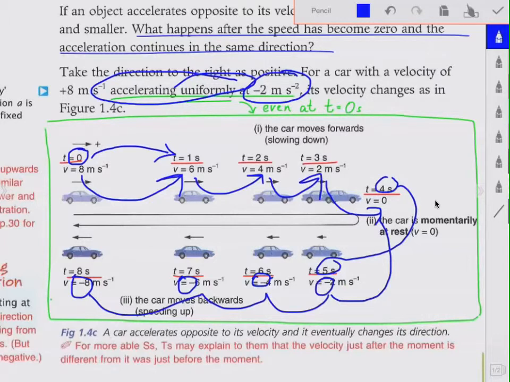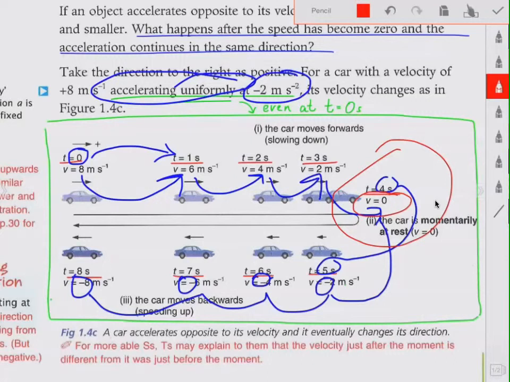Look at time equal to 4 seconds. This is very important because this happens all the time in questions: at this moment, does the car undergo acceleration? This shows you v equal to 0, and the question asks whether it is undergoing acceleration. What do you think? I'll give you a hint. At this moment, we call it momentarily at rest. It is at rest at this moment.